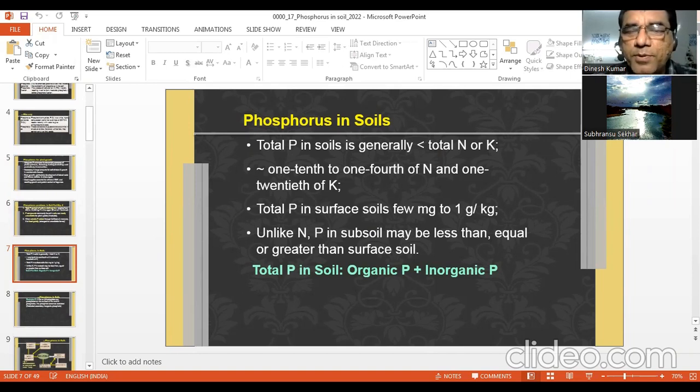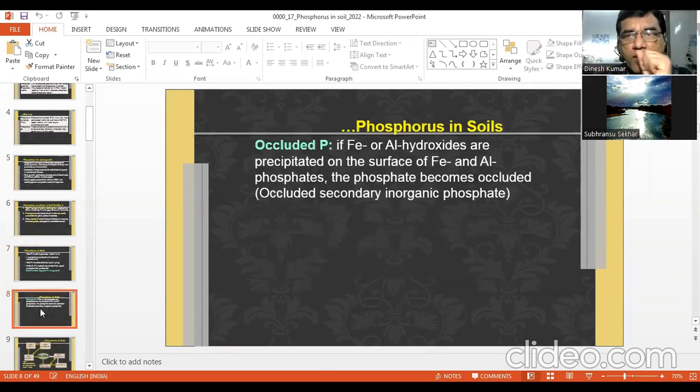So far as total phosphorus in soil is concerned, it has two components, organic phosphorus and inorganic phosphorus. On an average, you can say that 50% phosphorus is in organic form and 50% is in inorganic form in soil. So these are very general figures. However, they will vary. Sometimes it may be 60% organic, 40% inorganic, and vice versa. So it is not fixed. What I told you is an average value.